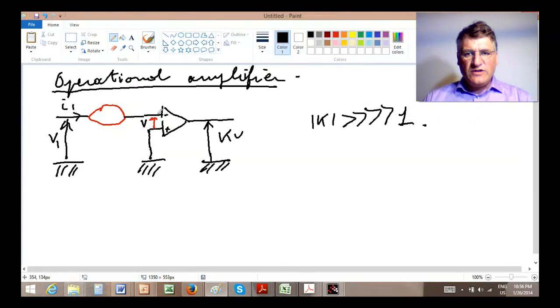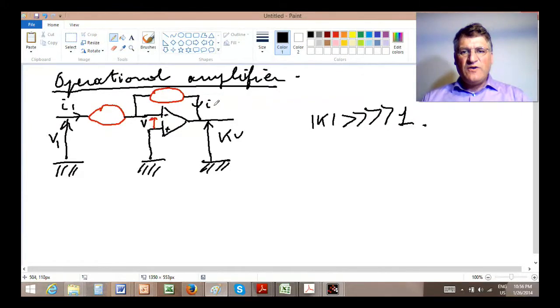Now, notice that no current goes into the amplifier nor leaves the amplifier. But on the other hand, what we do is we divert this current and we pass it through another component to be determined, and feed that into the tip of the amplifier this way. If we call I2 the current going through the device here, we have that I1 is equal to I2 is equal to I.